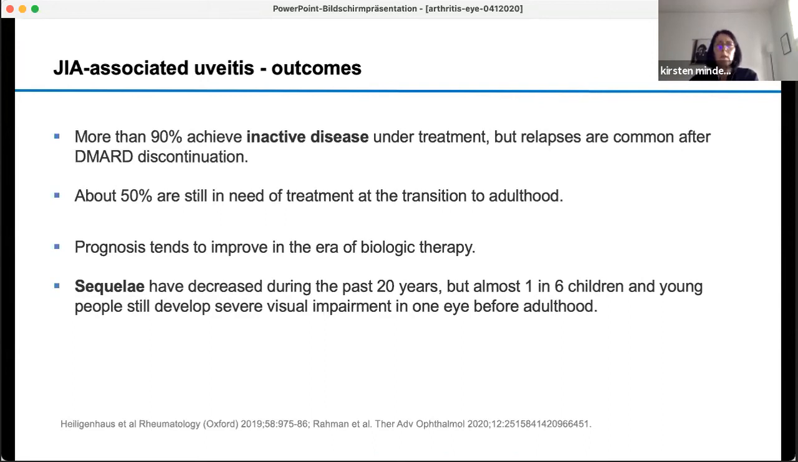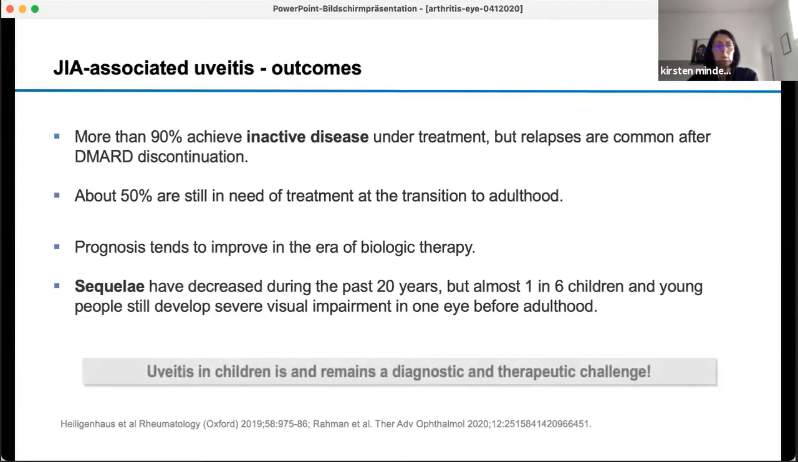The frequency of ocular complications has decreased during the past 20 years, but almost 1 in 6 children and young people still develop severe visual impairment, at least in one eye, before adulthood. So uveitis in children is and remains a diagnostic and therapeutic challenge.